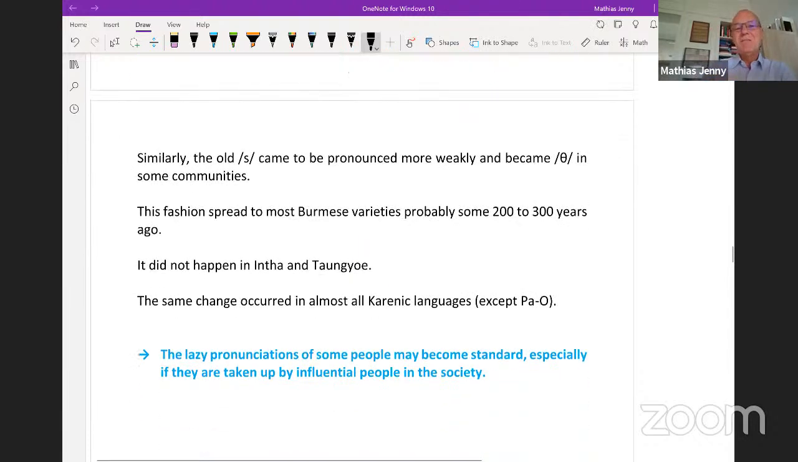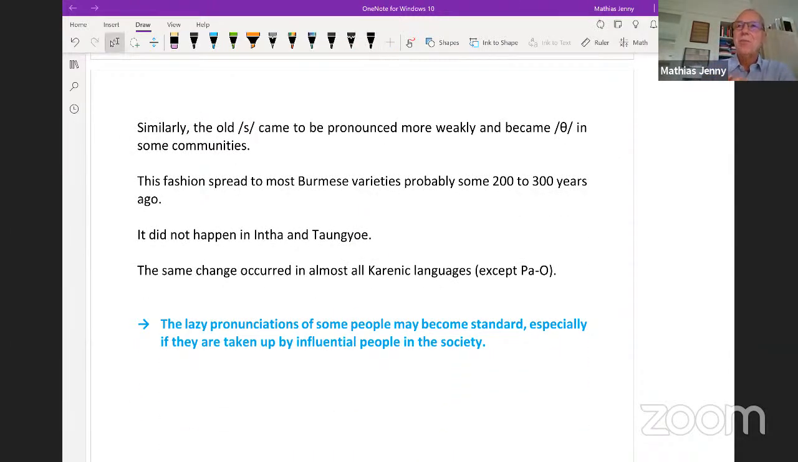And similarly, the old S at some point became pronounced like the or th. This could be fashion of some people. It could be that some prominent people had this mispronunciation of S as the. And then again, they spread and became the new standard. So today in Burmese, if you say Jano Swame, this is just considered wrong. You have to say Jano Dwame.